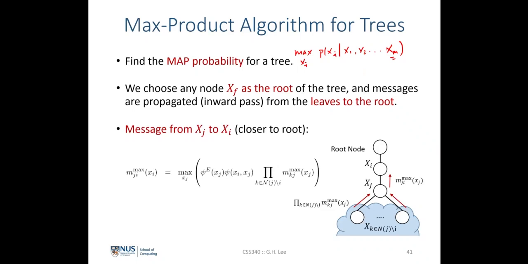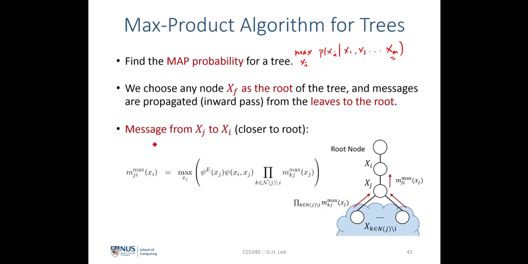So similar to the variable elimination and the sum product algorithm, the operation here will always be efficient, or always tractable, on a tree. We'll now look at the max product algorithm for a tree that represents the joint probability distribution. Similar to the sum product algorithm, we choose any node xf as the root of the tree, and the message passings are propagated inward from the leaves towards the root node.